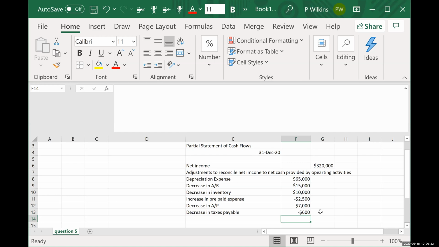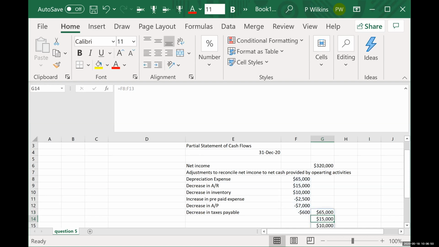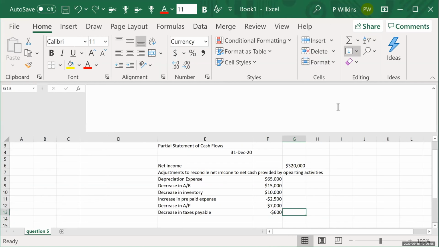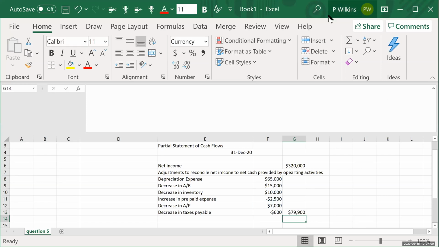So we're actually going to put the total of the whole column on the same line as that decrease in taxes. So we're going to take $65,000 plus $15,000 plus $10,000 minus $2,500 minus $7,000 minus $600. Oops, that's not what I wanted to do. I wanted to do the sum of it there. So the total of that should be 79,900.